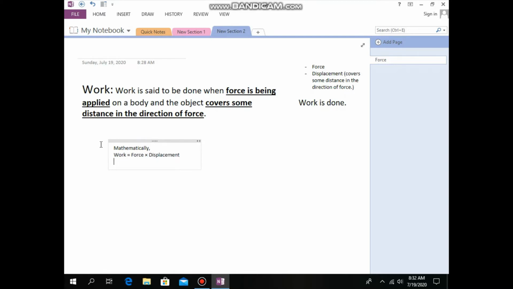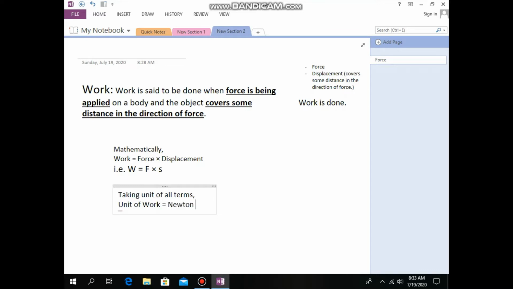Now, that is F into d. We are not taking an into here, and you can say the unit of work is in honor of a scientist. Joule was the surname of a scientist. The unit of work is termed as joule. So 1 joule equals to 1.